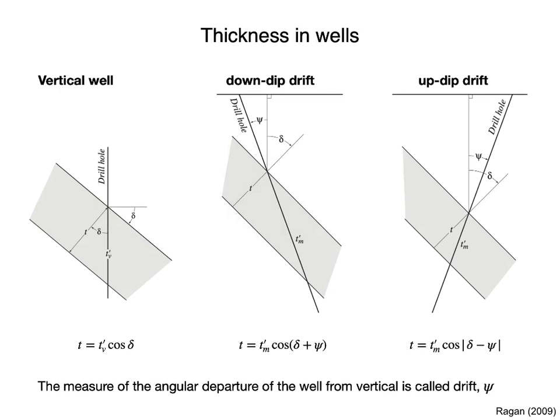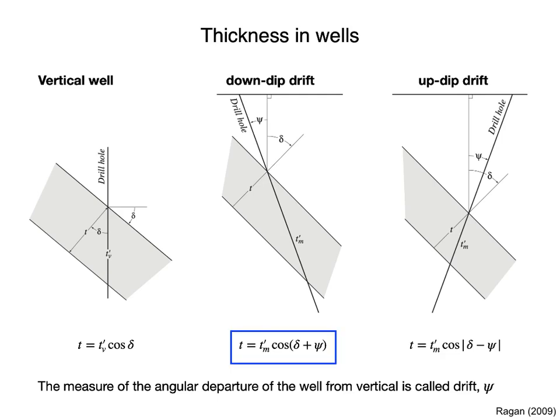Finally, this figure shows how to determine true thickness, T, from the apparent thickness measured on a well. The angular departure of the well from the vertical is called the drift, psi. The left figure is for a vertical well and zero drift. In this case, we use this equation. T'V is the apparent thickness of the layer along the well and delta is the dip of the layer.